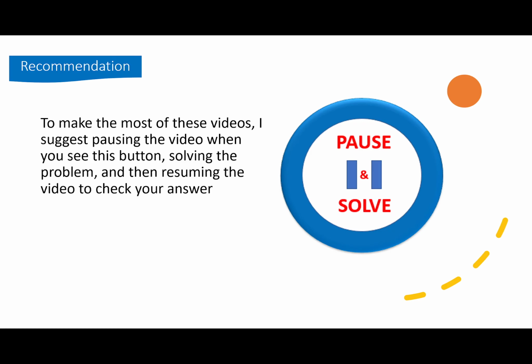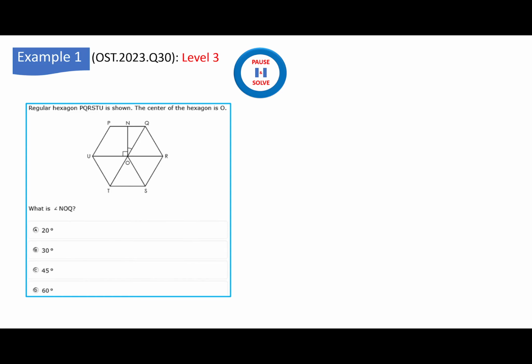the problem, and then resuming the video to check your answer. Example 1. In this example, we have a hexagon, PQRSTU. And this is a right angle, that's 90 degrees. The center of the hexagon is O. What is the measurement of angle NOQ? How much is NOQ? Not much information is given here, so let's see.